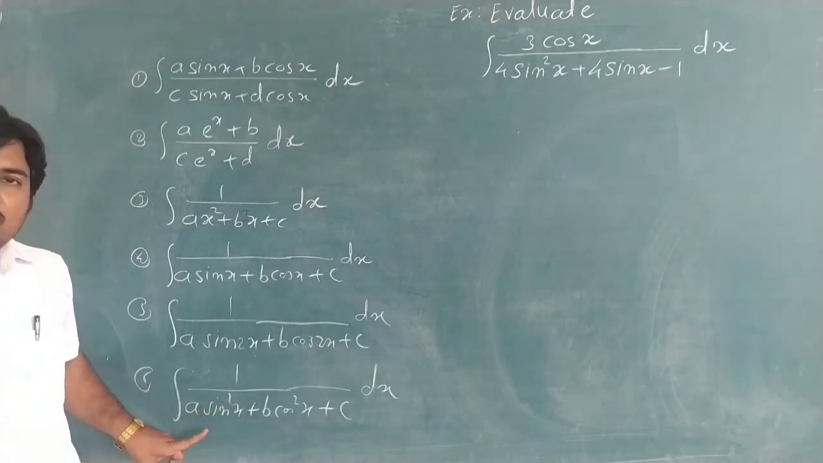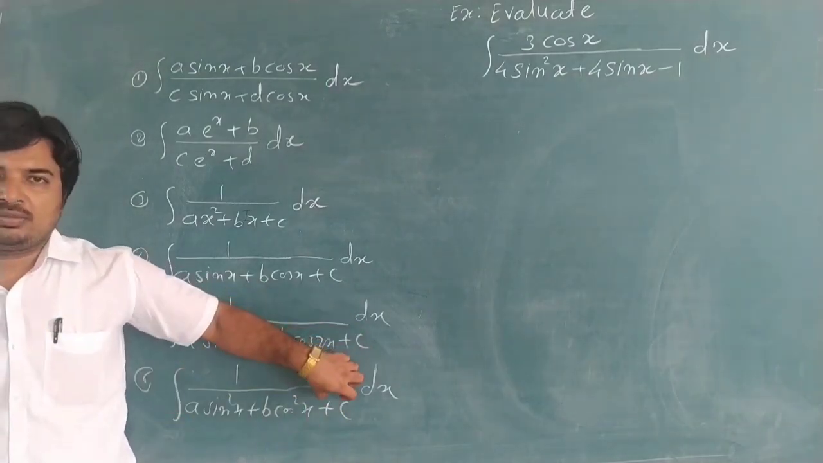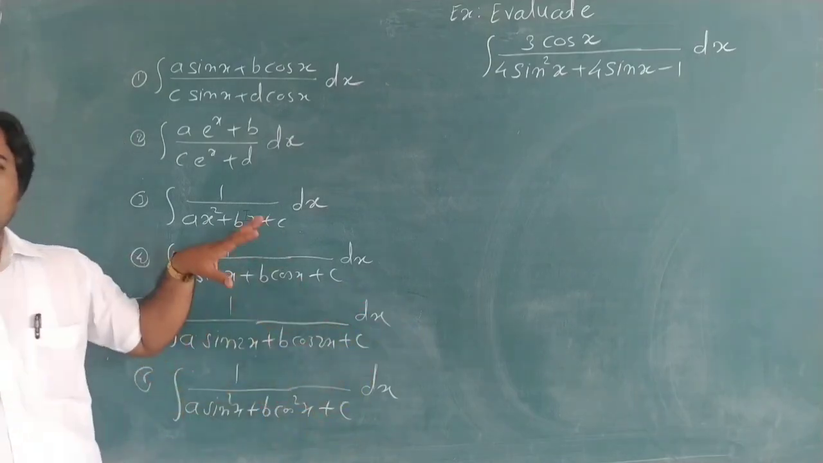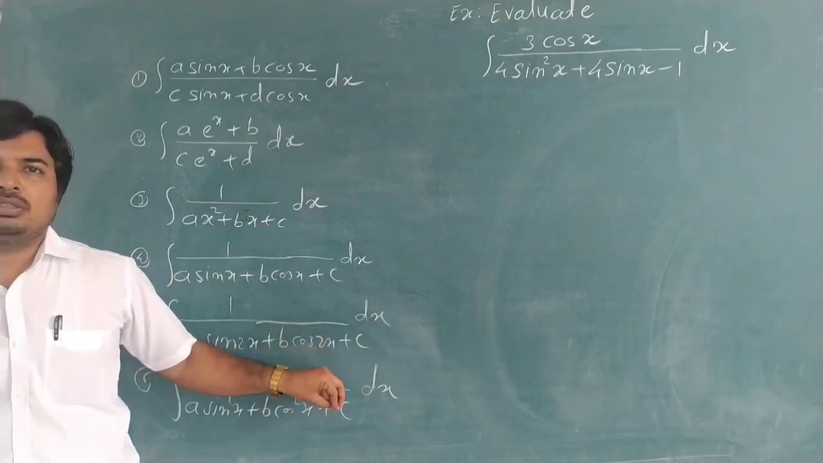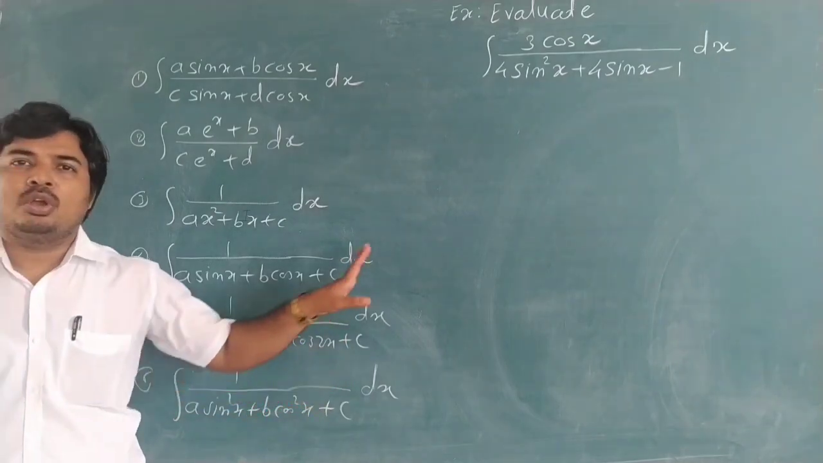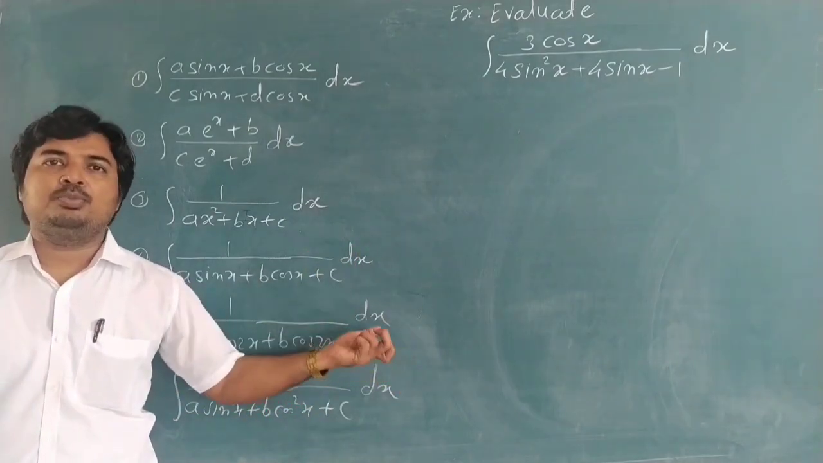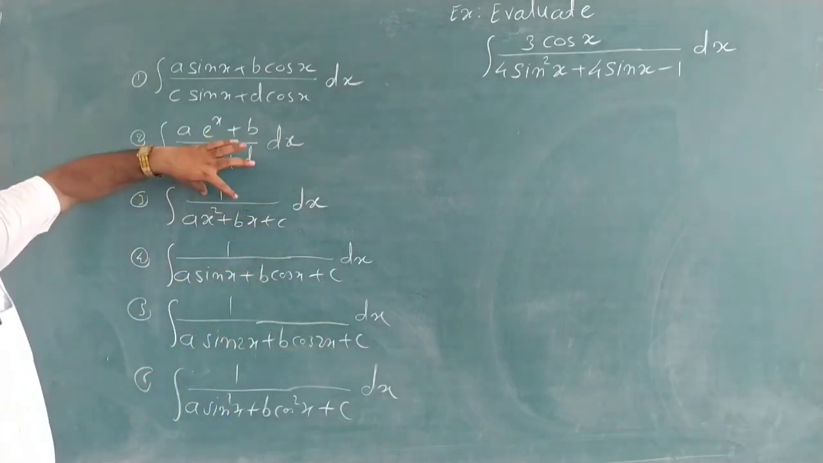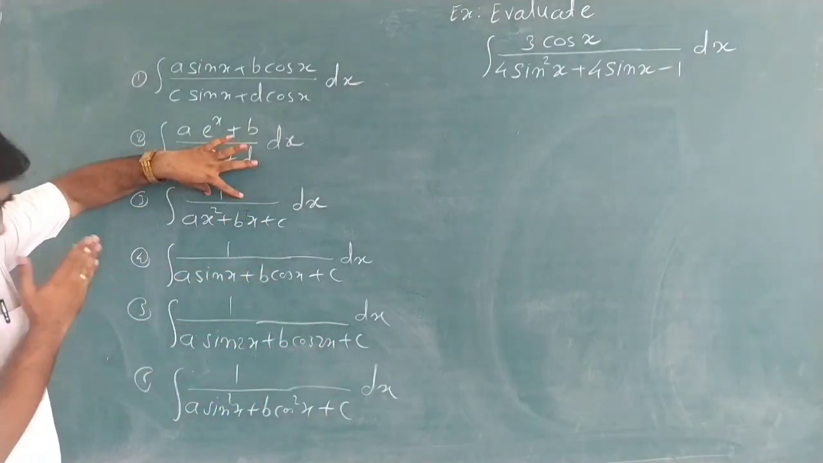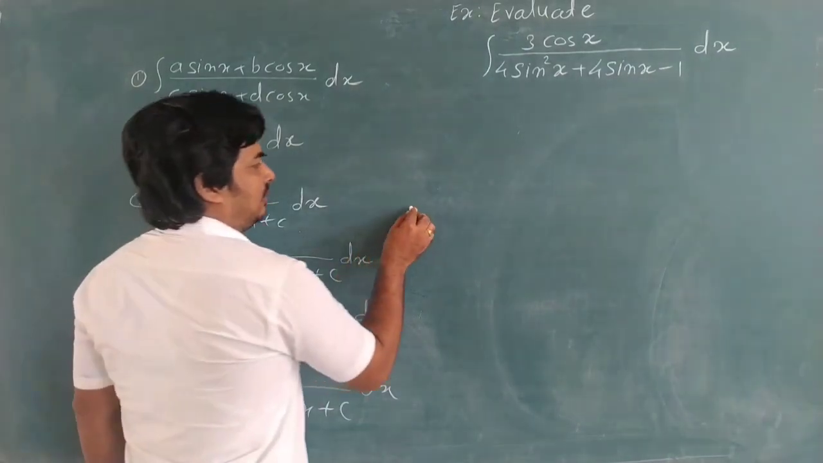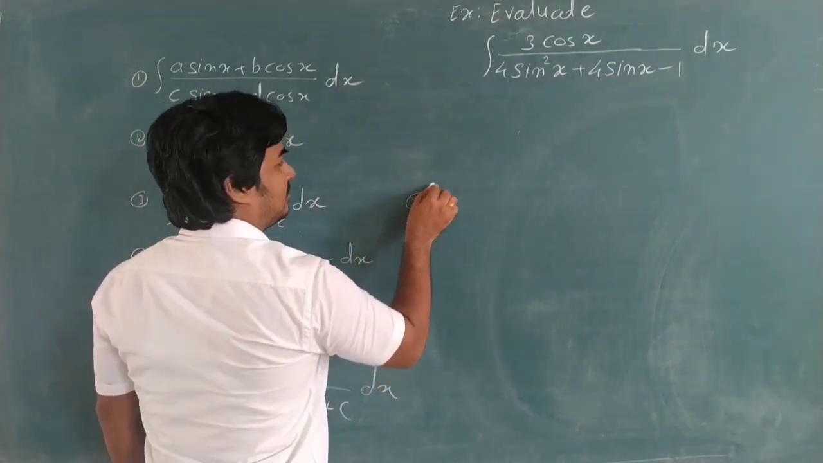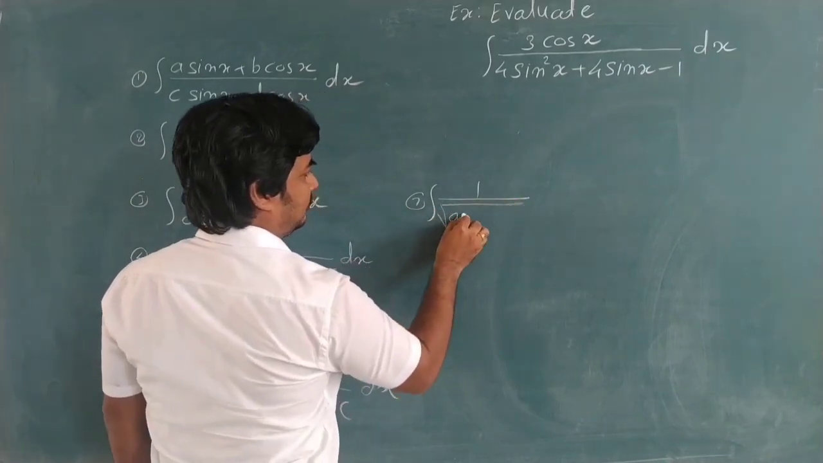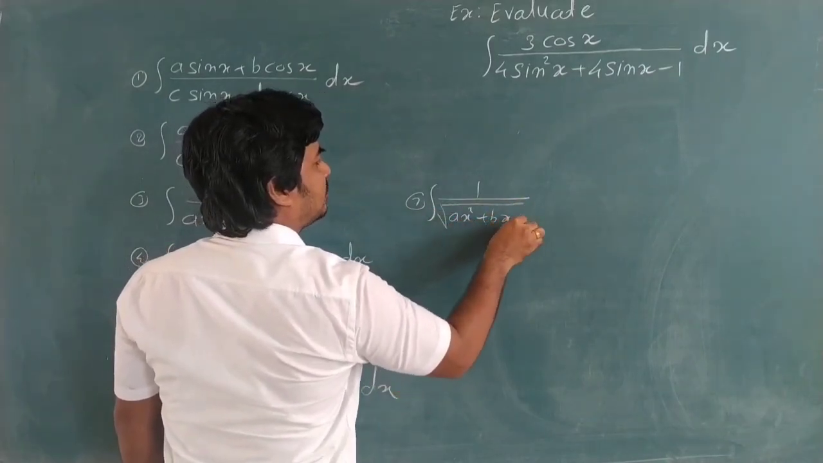Divide numerator and denominator by cos square x. In denominator use sec square x is equal to 1 plus tan square x, and then substitute, and after that put tan x is equal to t. And after substitution again we get 1 upon quadratic function. Okay, now the next type is 1 upon under root quadratic function ax square plus bx plus c.